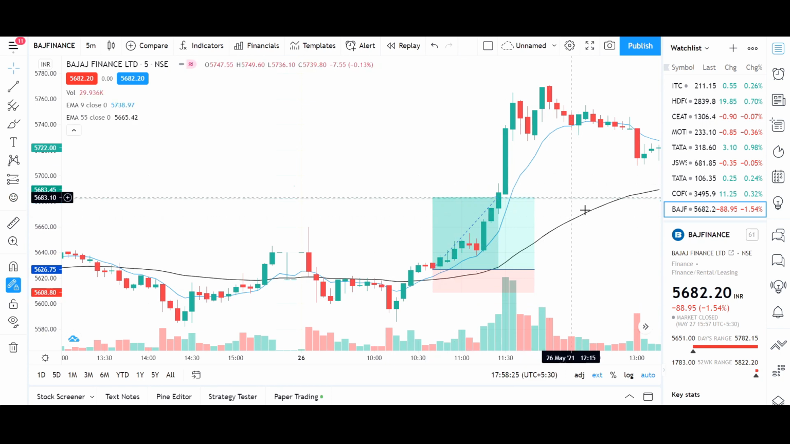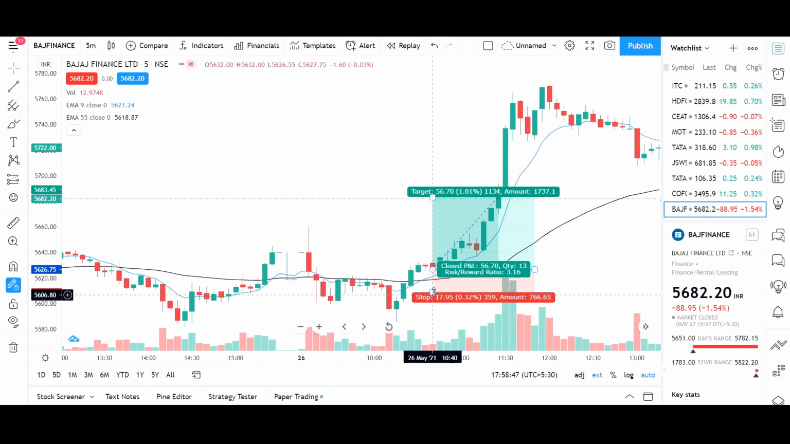Otherwise sometimes what happens is, see right here, as we can see, it generated, okay, this was actually a next day trade, so this is actually not counted. So it generated a buy signal here, but this moves to the next day, so this is not counted. But sometimes what happens is it generates a buy signal and takes a reversal, so we have to keep our stop loss a few points below the 55 EMA.